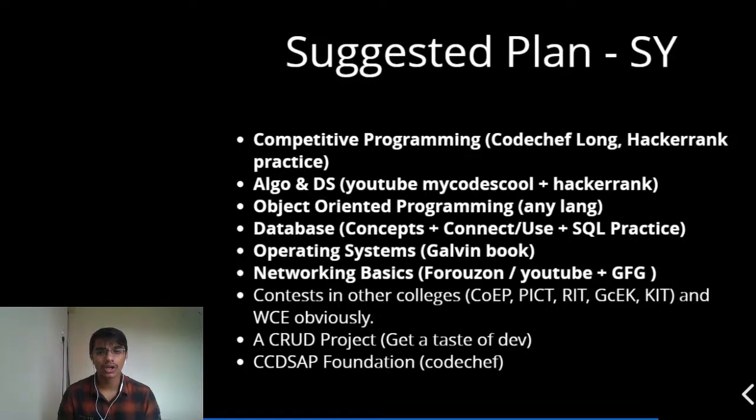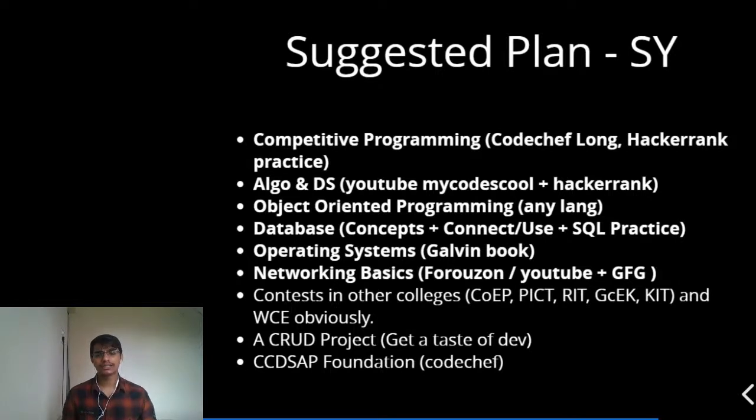There are also contests in other colleges that you can do, like COEP hosts Mindspark, PICT hosts a lot of competitions as well. And some local colleges like RIT, Government College Karad, KIT, and WCE obviously. So this is the thing.